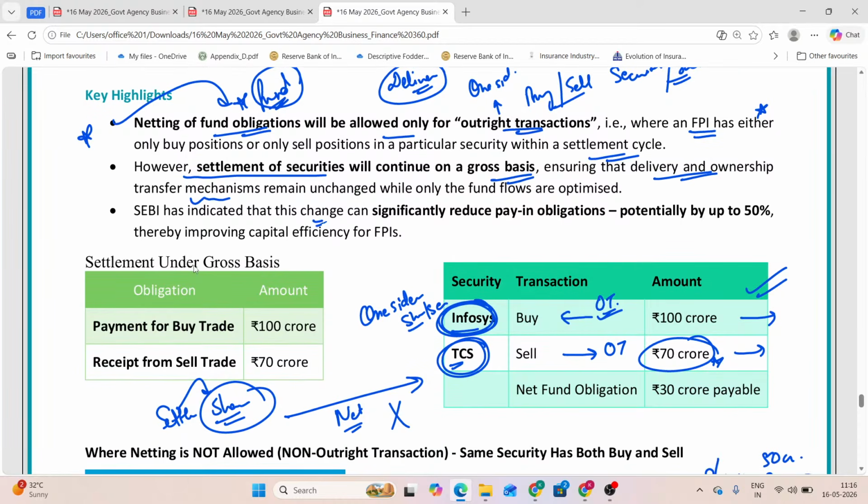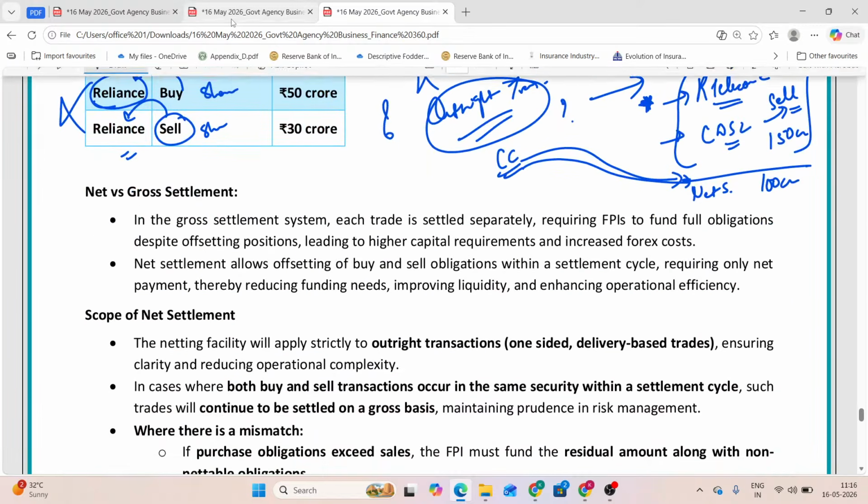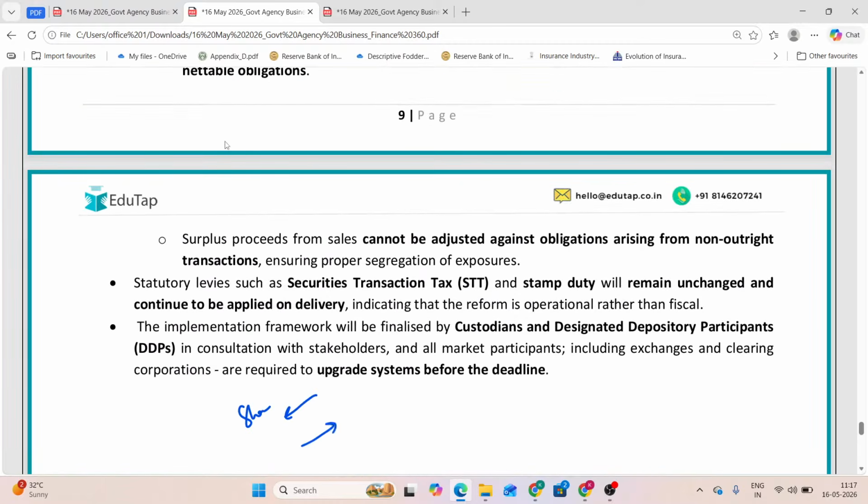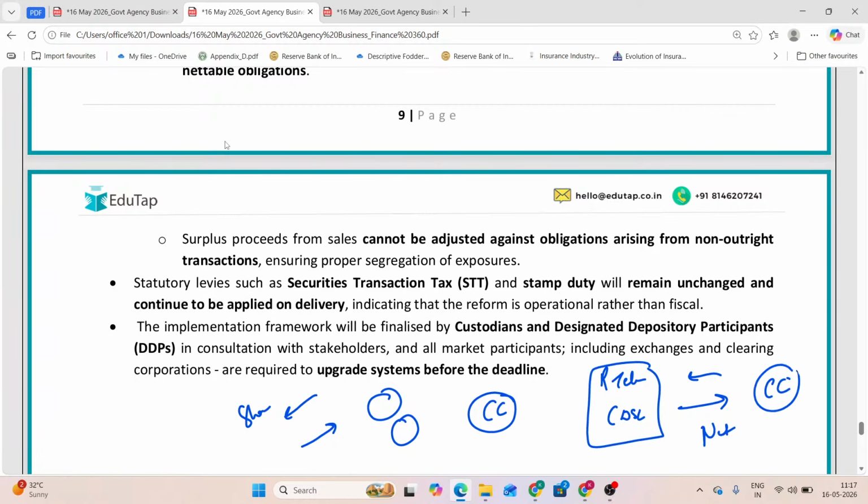SEBI has indicated that this change in netting of fund transactions in outright transactions will significantly reduce the paying obligations, potentially by up to 50%, thereby improving the capital efficiency for FPIs. Before, if you were purchasing shares or selling shares, you had to pay the gross amount for both, and the clearing corporation had to undertake multiple transactions. Say you are purchasing Reliance Telecom shares and selling CDSL shares, multiple transactions had to be undertaken. But now the transactions will be on a net basis. So in one transaction, in one settlement cycle, the clearing corporation can settle this. Okay, so this is the idea.